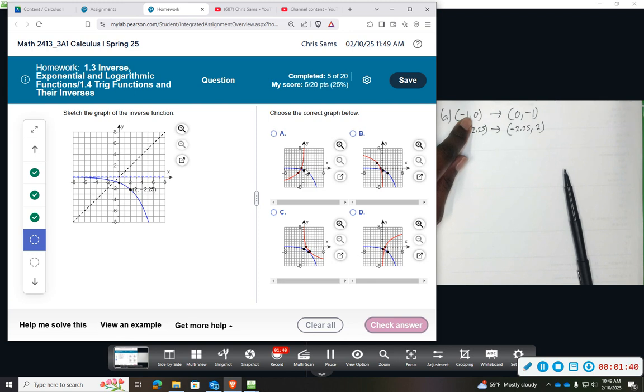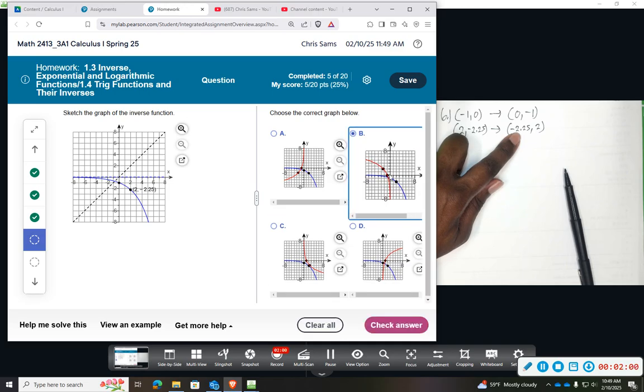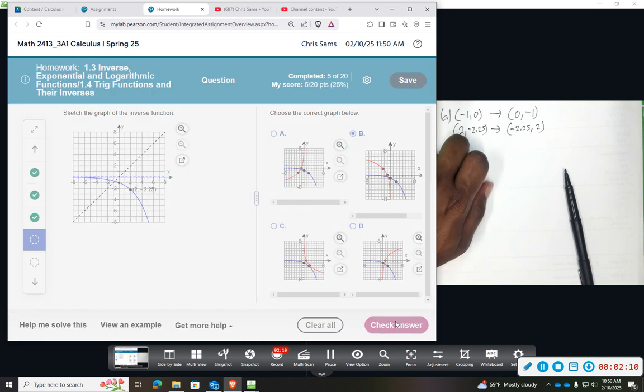So if we start at the origin, we go -1, 0. This graph has that point, but then if we look at -2.25 and then up to, it does not have that point. This graph has -1, 0, and then if we imagine kind of small, hard to see, we go -2.25 and up to, that looks correct. That doesn't have the -1, 0, so B is going to be the best answer choice here.